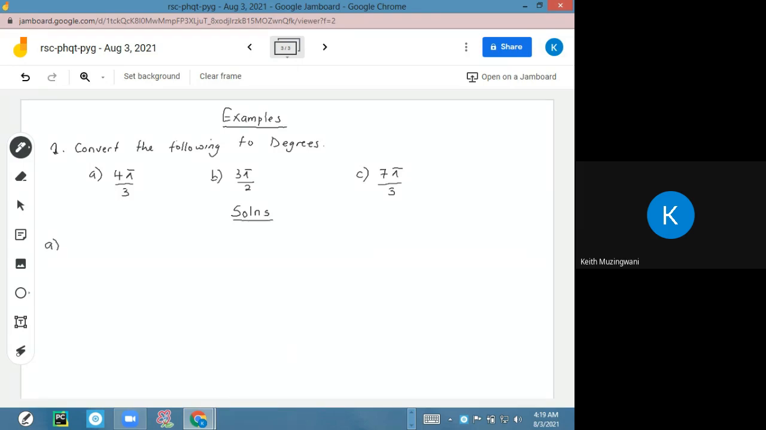A, you multiply 4 pi over 3 by, we are moving to degrees, so you multiply by 180 over pi, so that this and this can cancel. And then you have 3 in 18, 6. So you get 240 degrees.